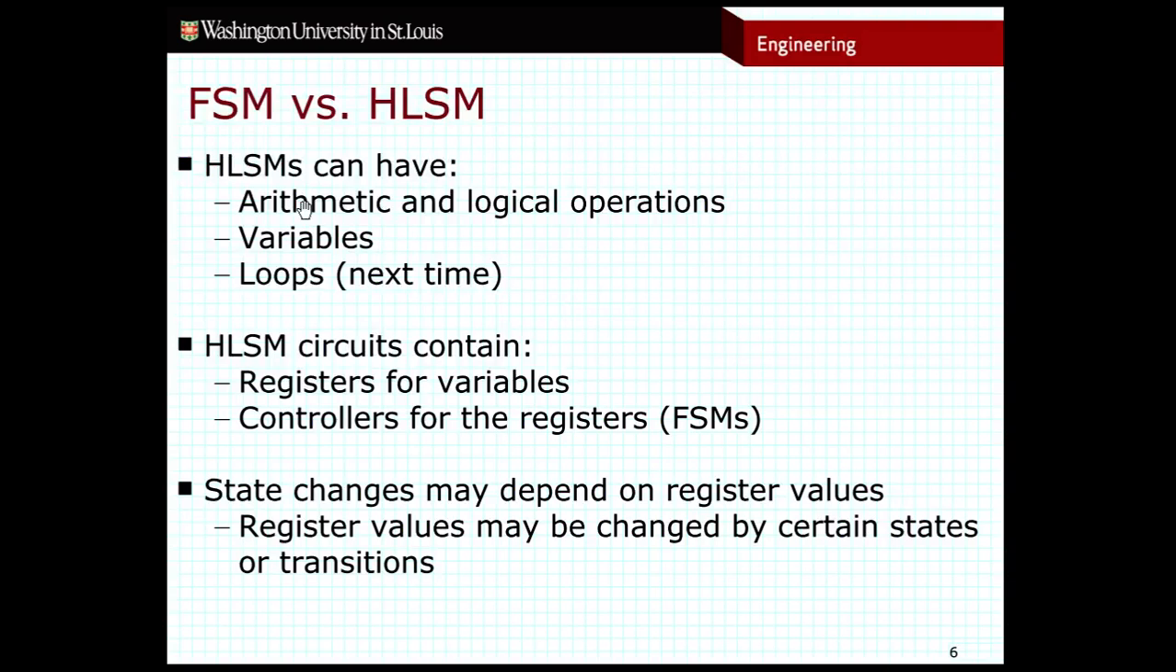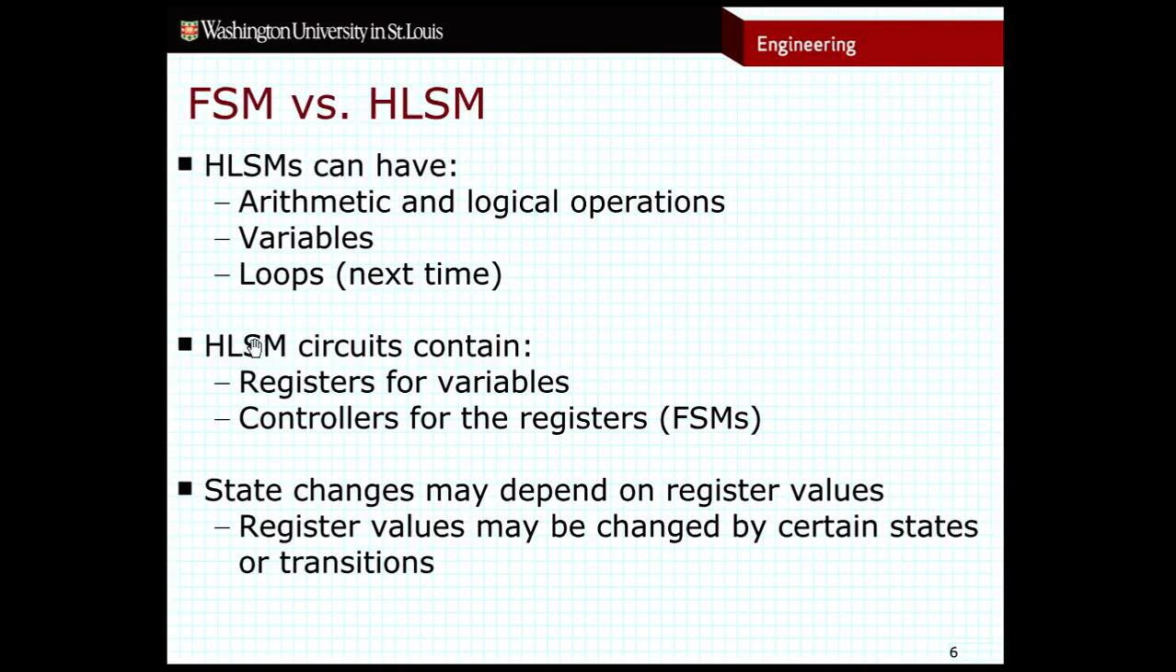They can have variables, so they can use variables to store values. They can actually use those variables as part of transitions. They can also have loops. We'll see an example of a loop in the next video. I don't have an example of that right now. But those are the big differences between the high-level state machines and the finite state machines that we've already seen.